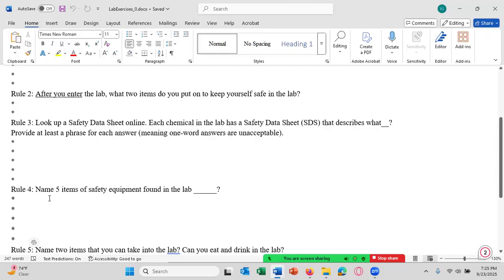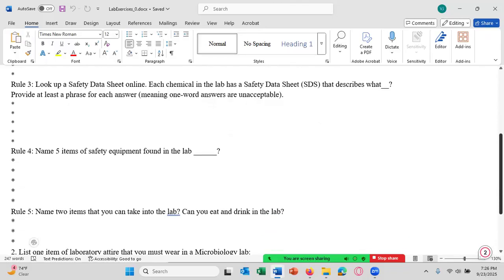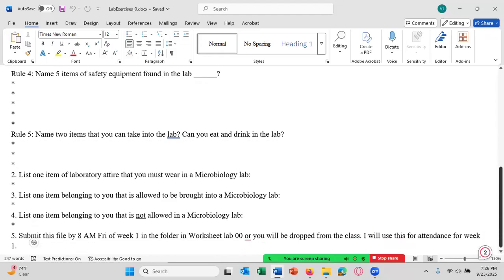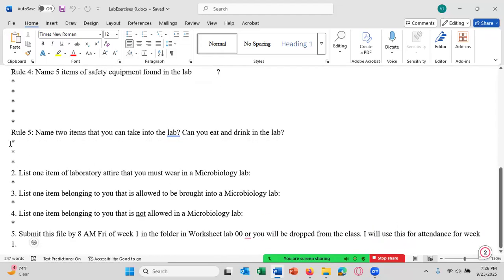Rule 5, name 5 safety items, safety equipment found in the lab. And we just talked about that. For rule 4, would I just list fire extinguisher? That is one answer. Okay, thank you. Rule 5, name 2 items that you can take into the lab.